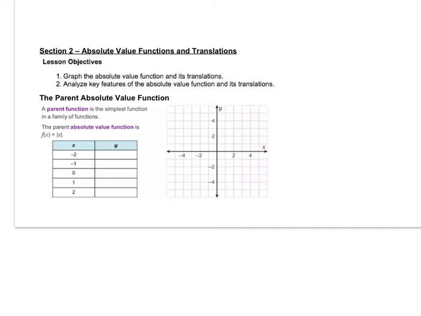Hello and welcome to section 2. This is a section about absolute value functions and translations.